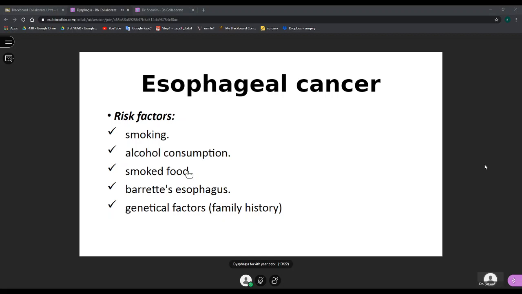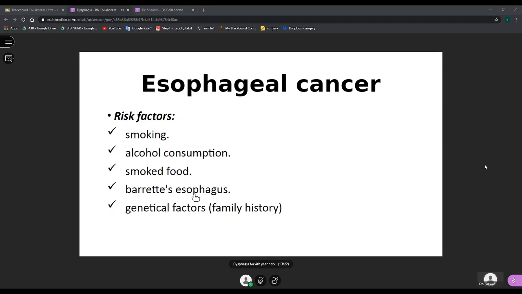It can be a risk factor because nitrates in the skin of fish will be converted into nitrosamine compounds, which are carcinogenic and can lead to the development of cancer. They noticed that in China and Japan, because they consume smoked food heavily, the rate of esophageal cancer in those areas was a little higher than in other areas. From that, they concluded an association between smoked food and esophageal cancer.